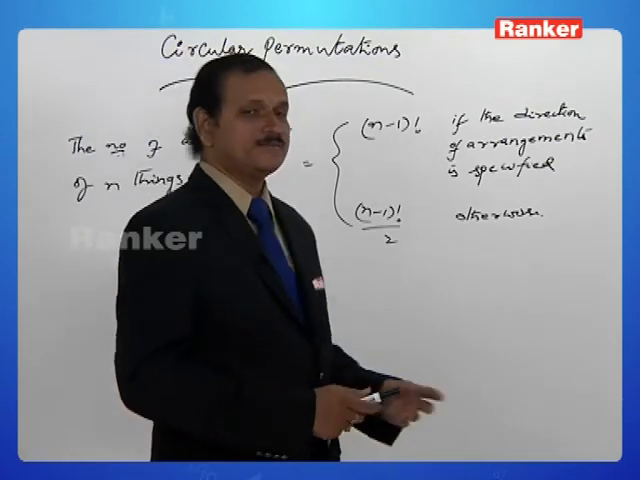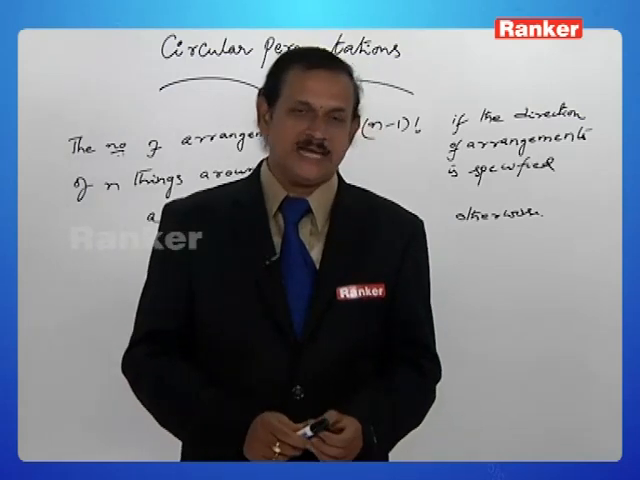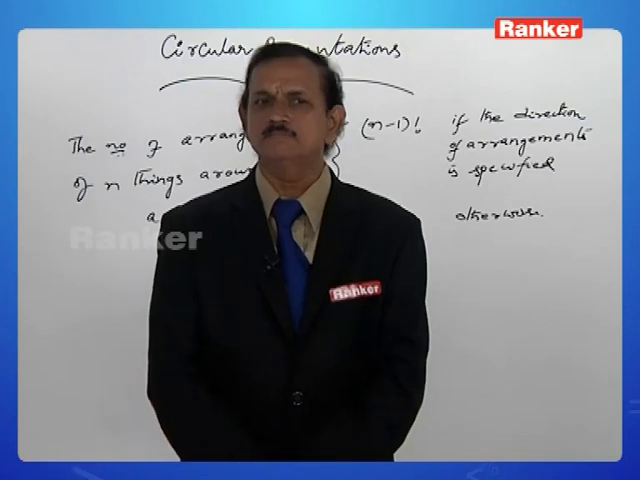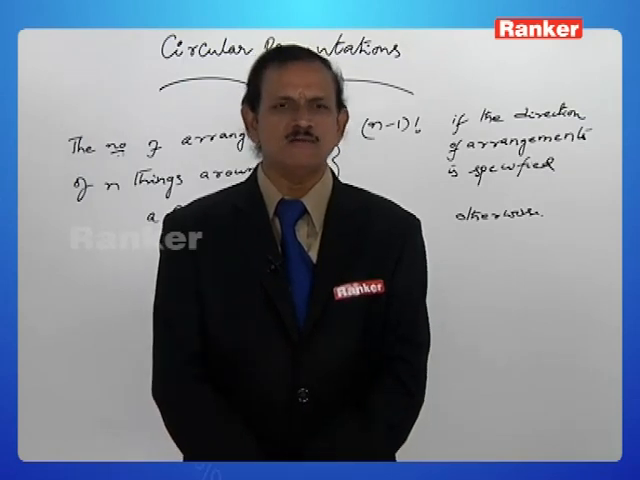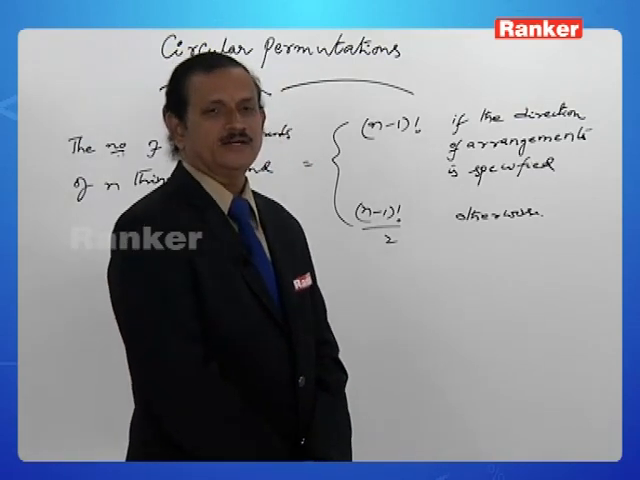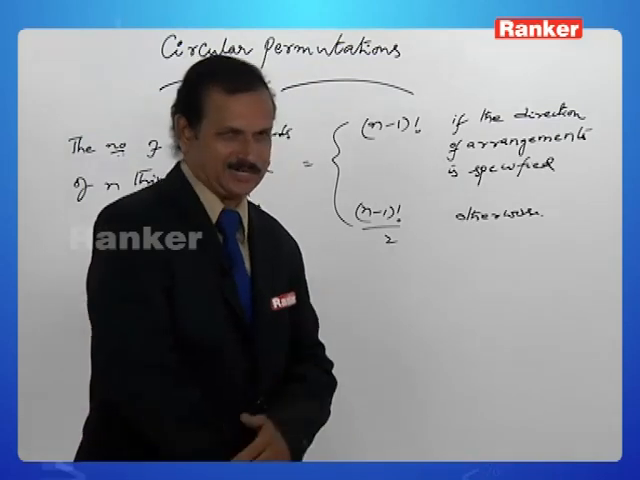Well, let me ask you one more question. If 10 girls are there, how many ways can you arrange them around a circle? 9!. 10-1, that is 9!. Let me change the question. How many ways can 10 girls be arranged around a circle to dance around a circle? That is the new question.